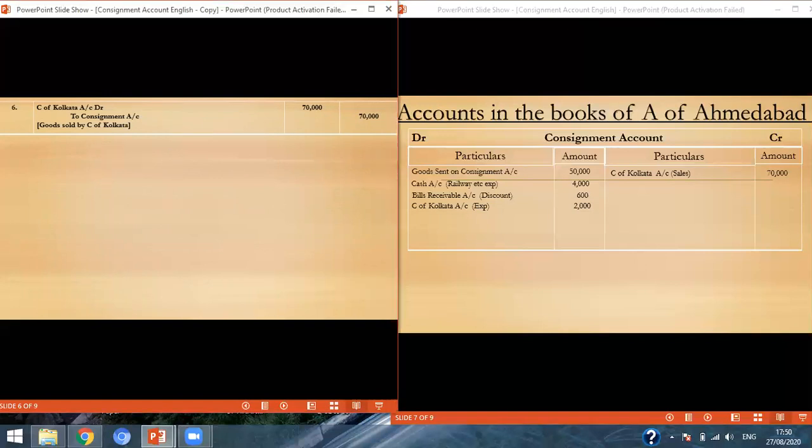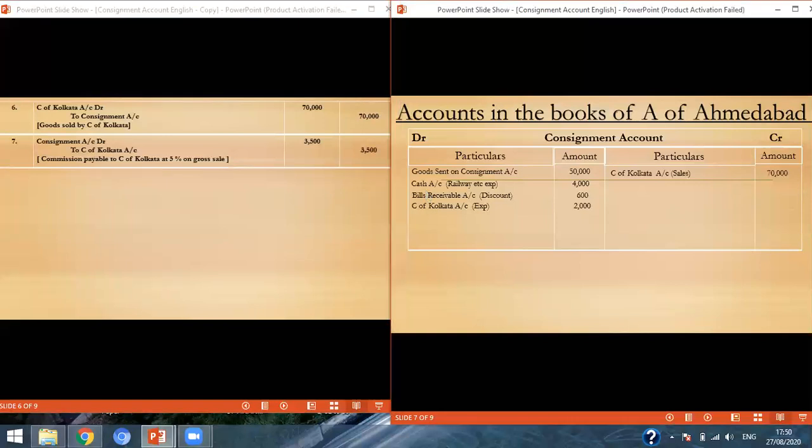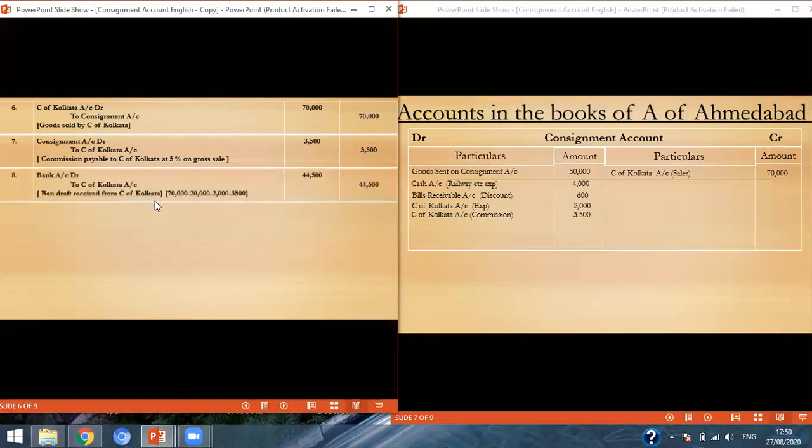Then the next entry was consignment account debit to C of Kolkata account. What happened? We have paid the commission. So again, on which side will the effect come? Debit side, because consignment account is debited. So on the debit side we will write down C of Kolkata's account, that is commission 3,500 rupees. Okay.